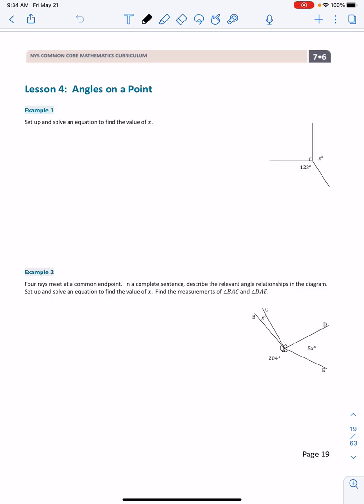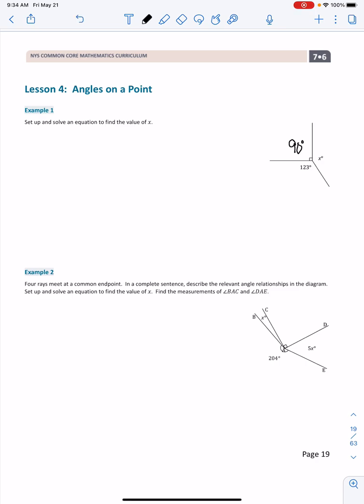All right, this is lesson 4, angles at a point. Example 1, we are going to set up and solve an equation to find the value of x. Notice our little box here. So this is our 90-degree angle, so I'm going to put that in right away.